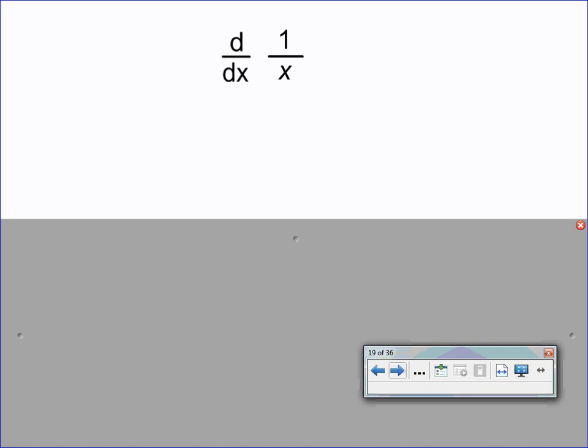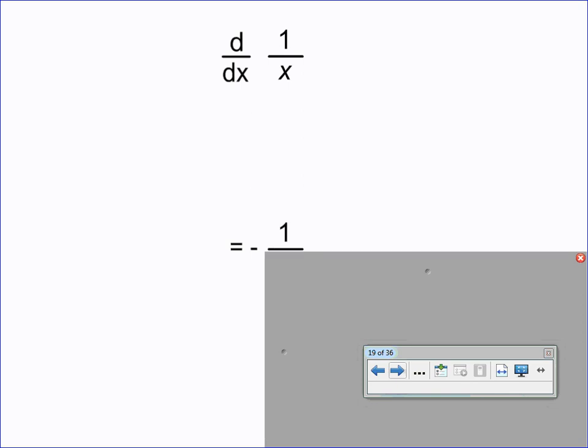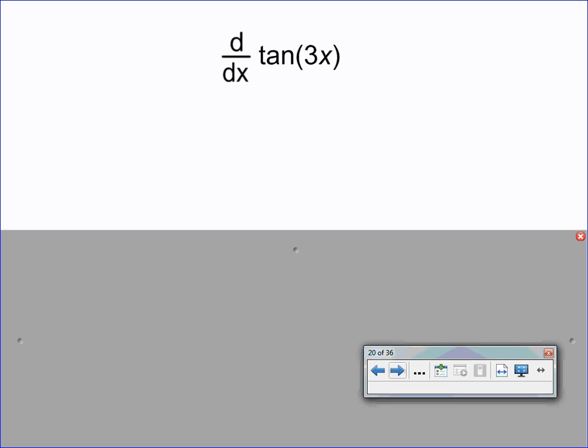Derivative with respect to x of 1 over x. Noticing a pattern here? Get ready. Number 17. Negative 1 over x squared. Sorry, so you are correct. Very nice. Derivative of tangent of 3x.